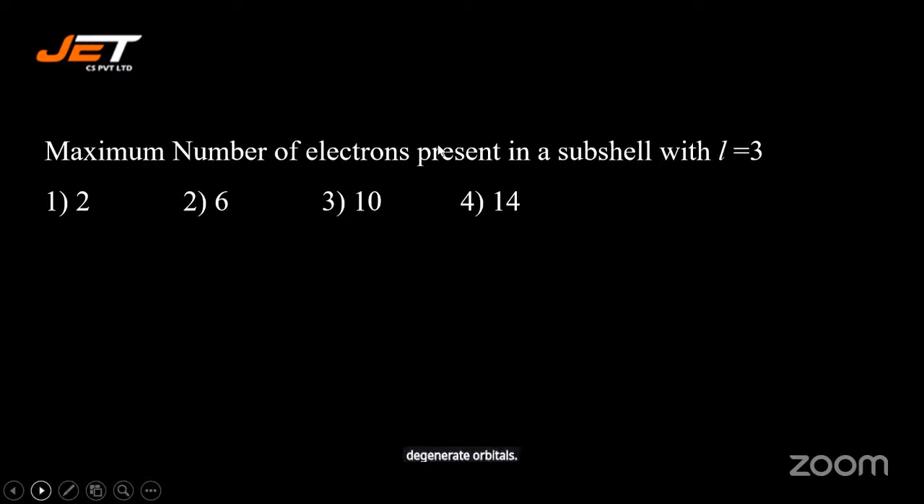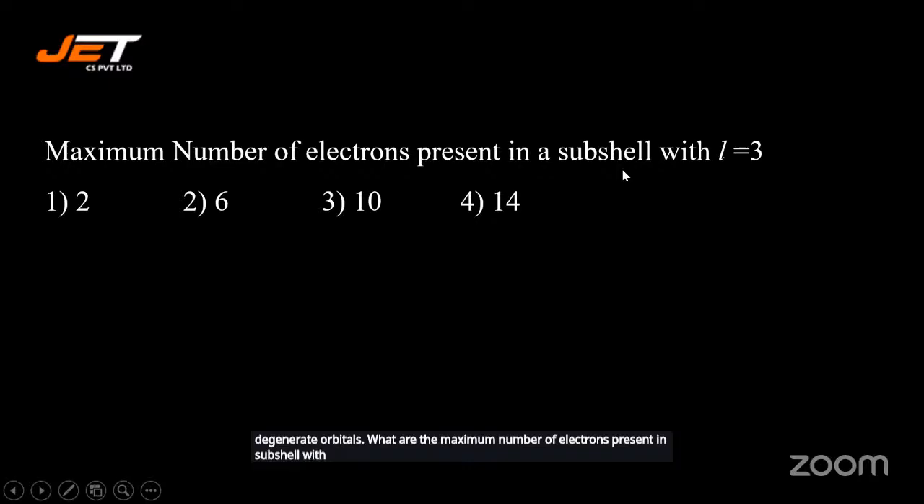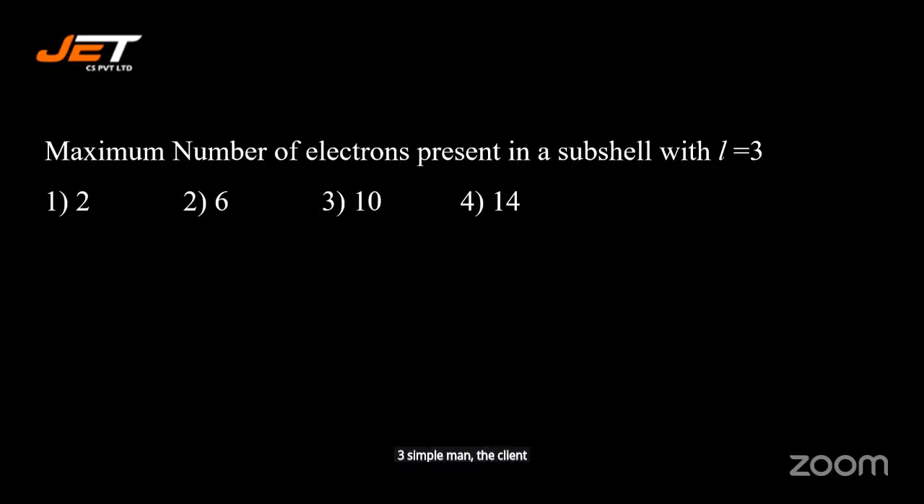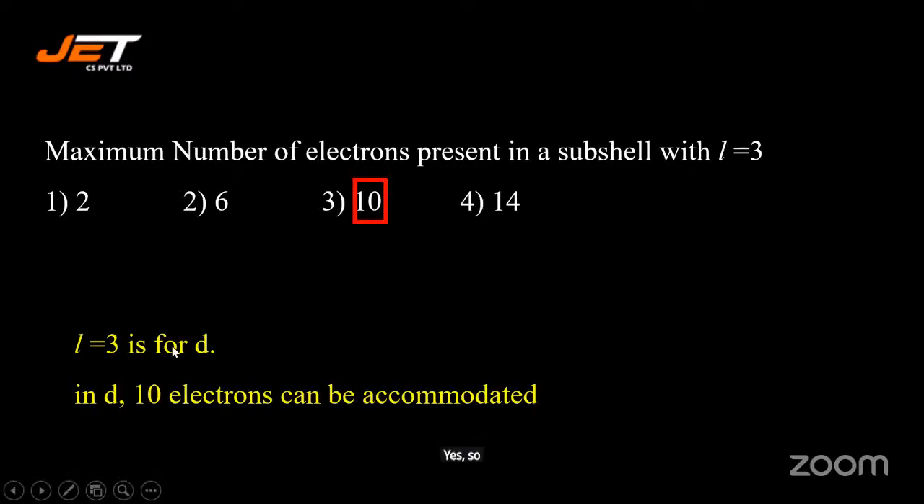What is the maximum number of electrons present in a subshell with L equal to 3? We have seen the formula earlier. Who will answer this correctly? Shrutasya, option 3. Yes. So here L equal to 3 is for F. So in the subshell, 10 electrons can be accommodated.